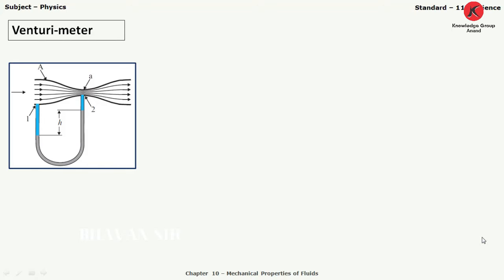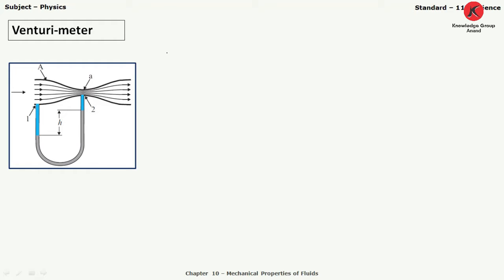Hello my dear students, today we are going to learn the concept of Venturi meter. What is the function of Venturi meter? Which are the different equations associated with Venturi meter that we will see today. And keep in mind, Venturi meter is the application of Bernoulli's theorem. Right. So first of all, what is the function of Venturi meter?